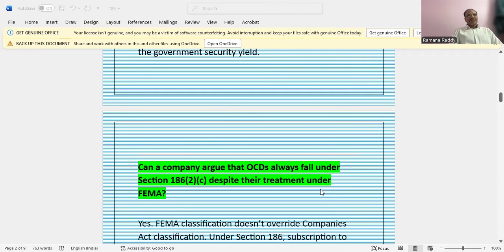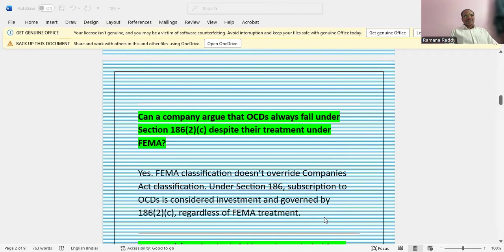Can a company argue that OCDs, optionally convertible debentures, always fall under Section 186 2C despite their treatment under FEMA? Yes, FEMA clarification does not override Companies Act classification. Under Section 186, subscription to OCDs is considered investment and governed by 186 2C, regardless of FEMA treatment.